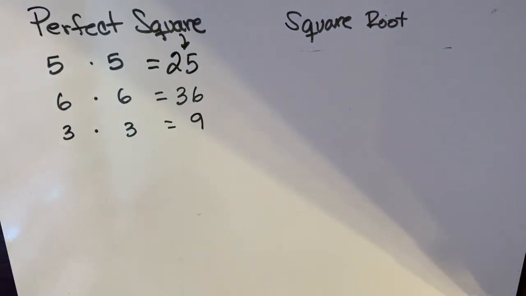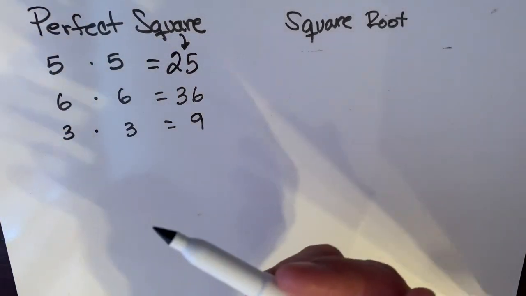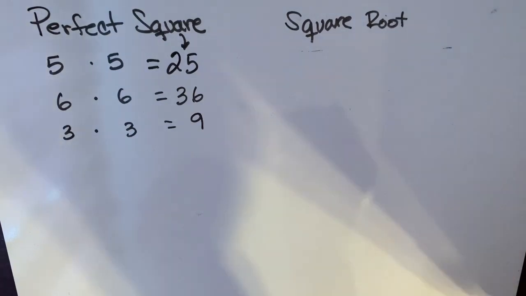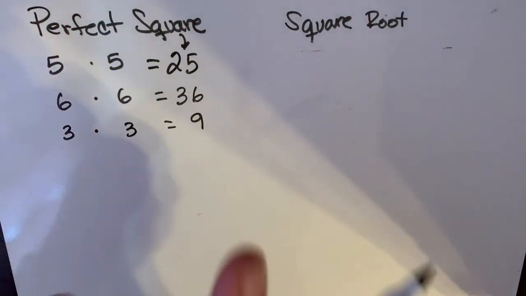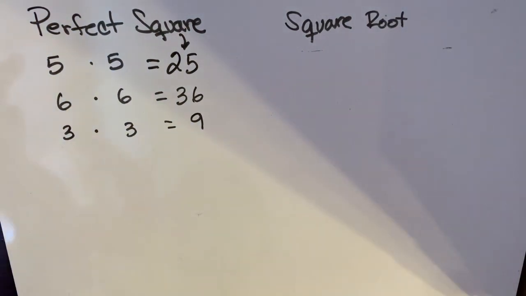My suggestion to you right now would be to memorize all the perfect squares you get when you multiply 1 times 1, 2 times 2, 3 times 3, all the way to 15 times 15, right? If you can memorize all those perfect squares, the next couple of weeks are going to be way easier for you.